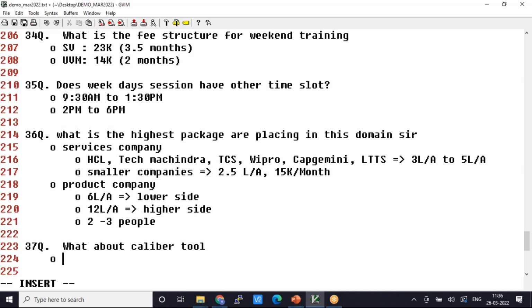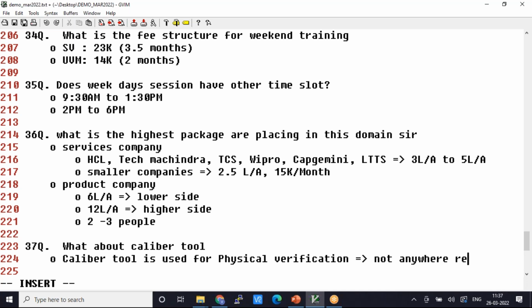Next, someone is asking, what about the Caliber tool? The Caliber tool is used for physical verification, not anywhere relevant to functional verification. So hence we don't teach the Caliber tool.